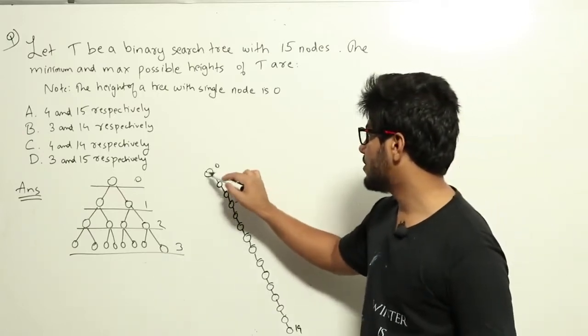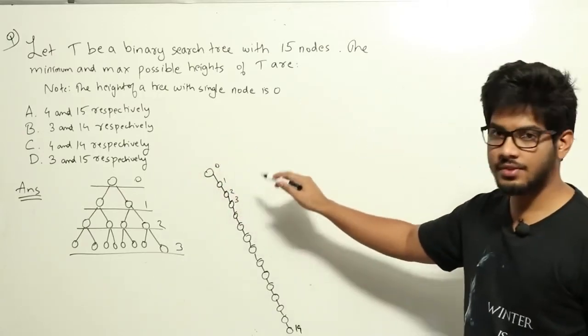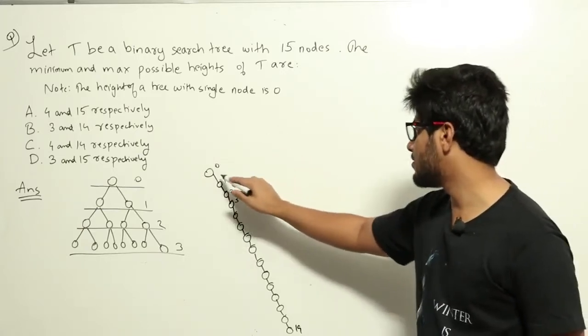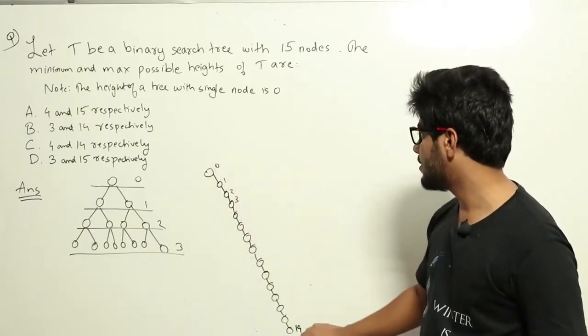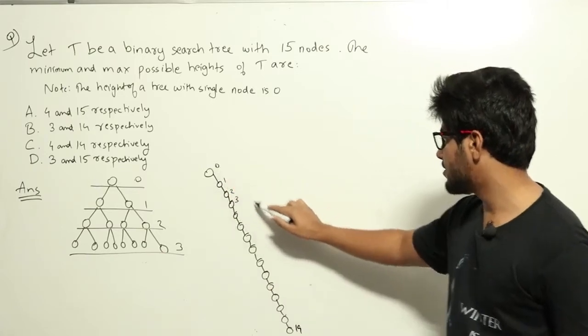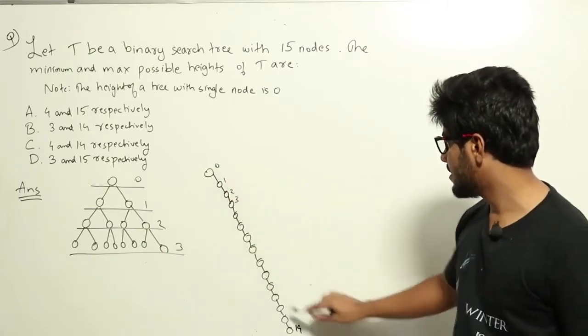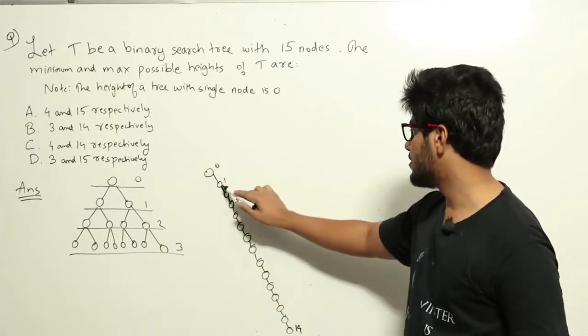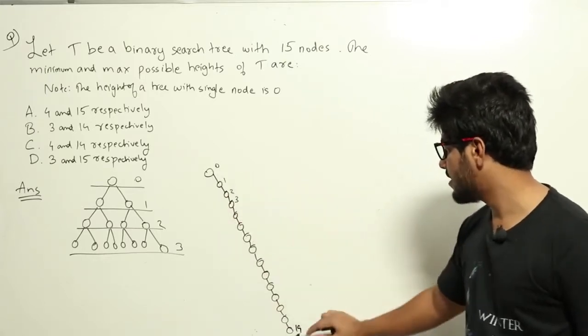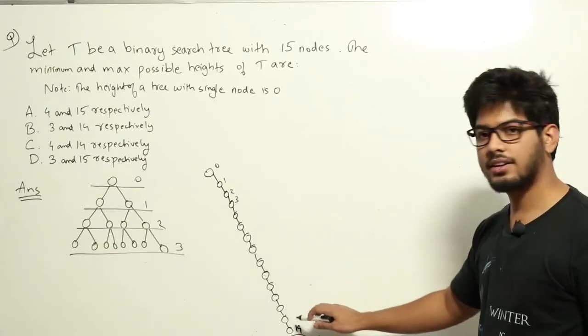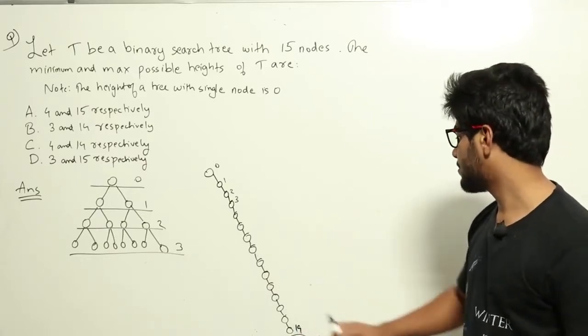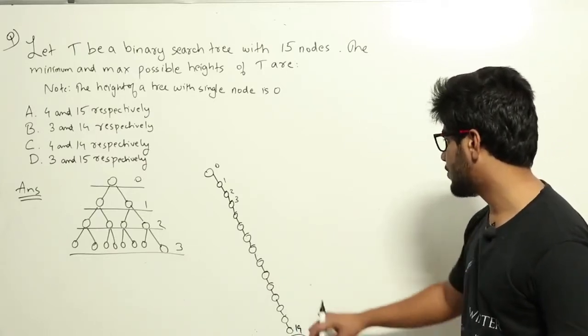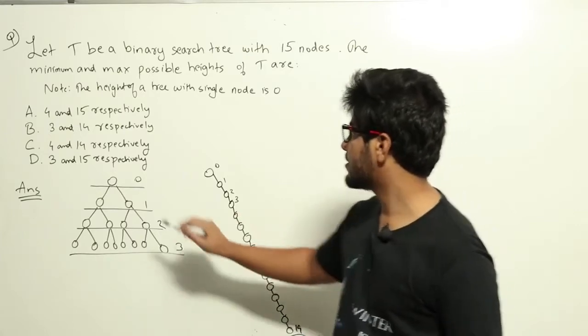So from the node, keep on adding children to either the left side or the right side. So let's try adding all the children to the right side. This binary search tree would look like this. This is a binary search tree with 15 nodes. The height here is 0, it will be 1 here, 2 here, etc. And the last part, the height would be 14. So the maximum height is 14, minimum height is 3. So B is.